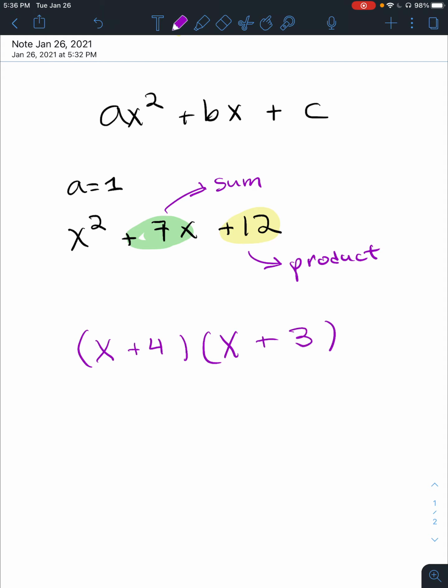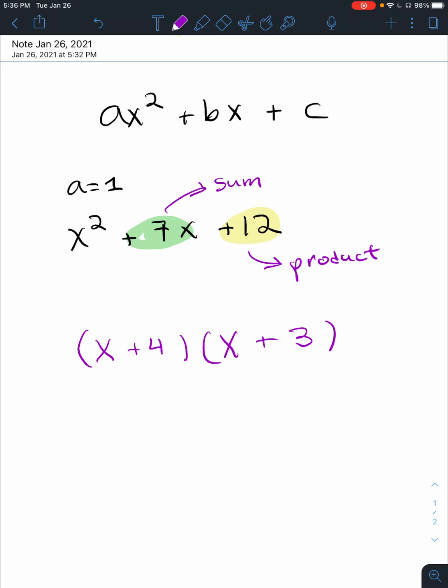So this is the first type of example that I like to look at because this one gives me the most confidence and I feel comfortable with this one. This is just a trinomial with an a value of 1. No tricks. You just need to know what's the product and what's the sum. So that is the first thing that we're going to look at.